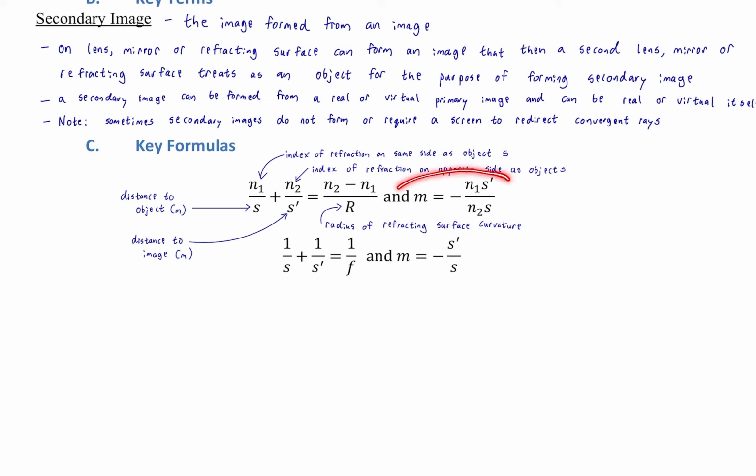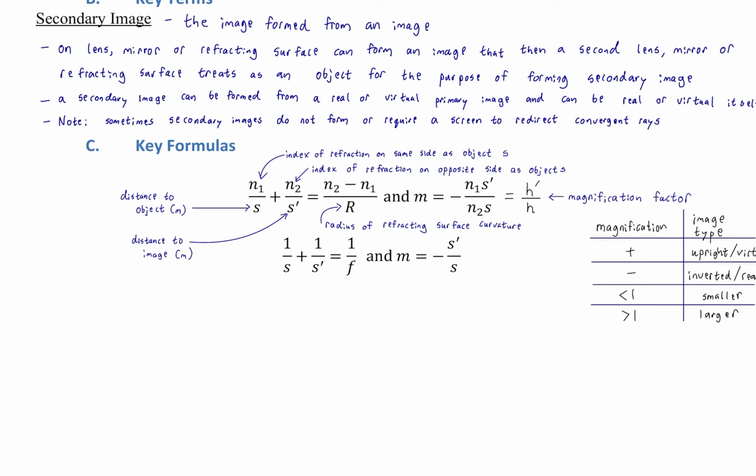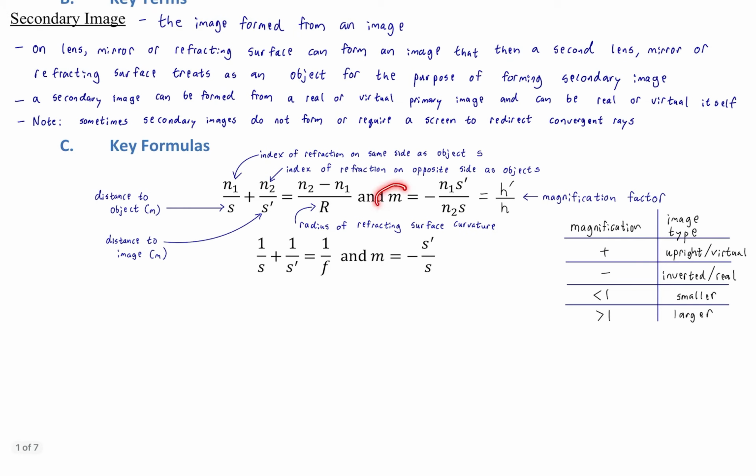And then we've got magnification right over here. This is magnification for images formed by refractive surfaces. Magnification here is specifically dependent on the indices of refraction, but magnification by definition is always image height, which is h prime, over object height, h. That's the magnification factor. Dimensionless, just a factor.